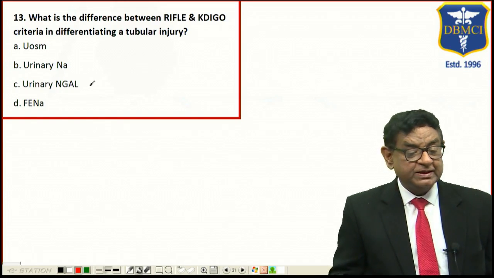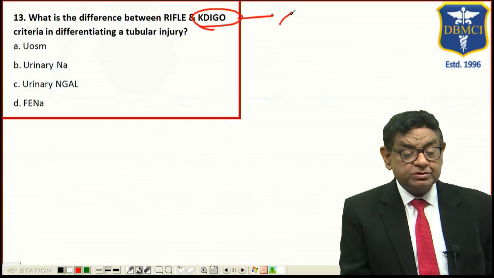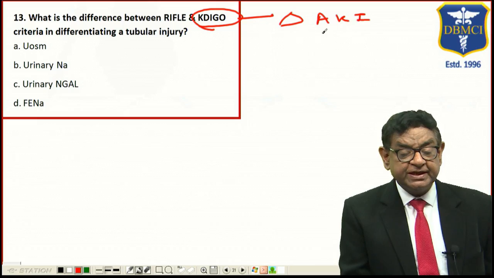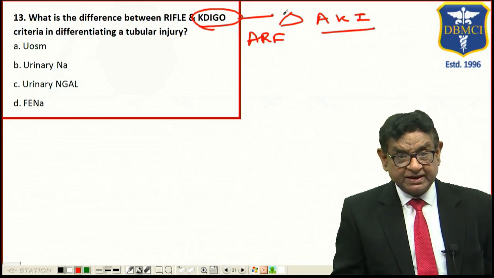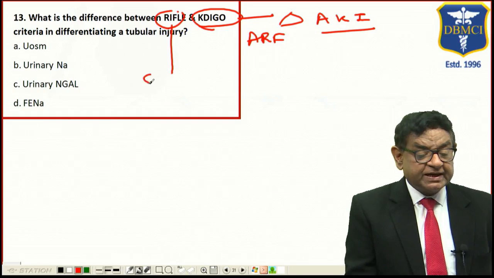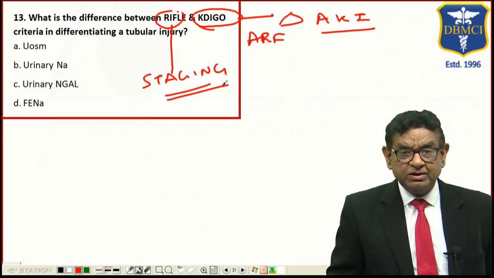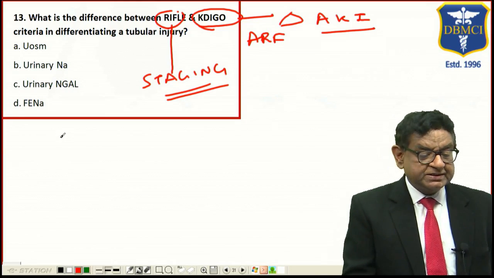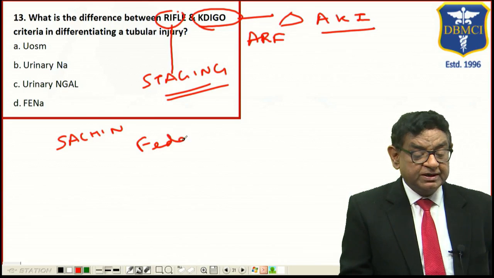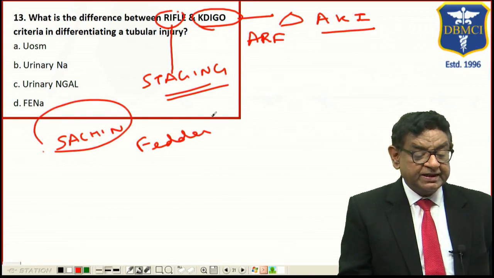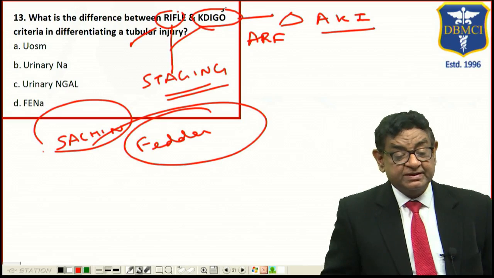Now, what is the problem? Let me tell you. What is KDIGO? KDIGO is a criteria to diagnose a case of acute kidney injury. AKI is acute kidney injury, the new name of acute renal failure. It's a diagnostic criteria. And RIFLE is a staging criteria. These are two different things. You cannot say who is a better player, is it Sachin Tendulkar or Federer? He is a cricketer and he is a tennis player. You can't compare the two. Same thing. This is a staging criteria and this is a diagnostic criteria.